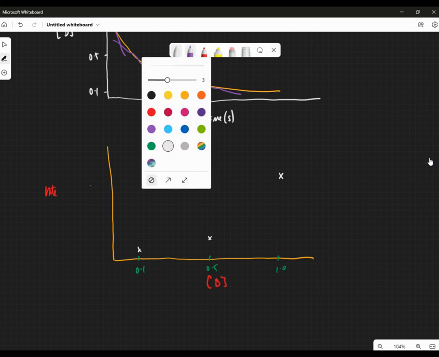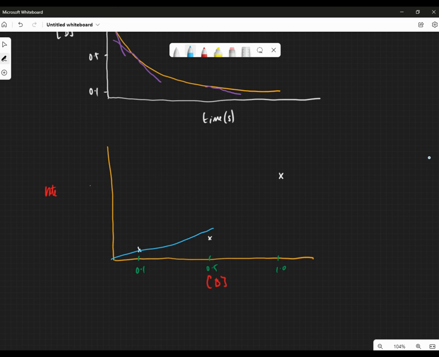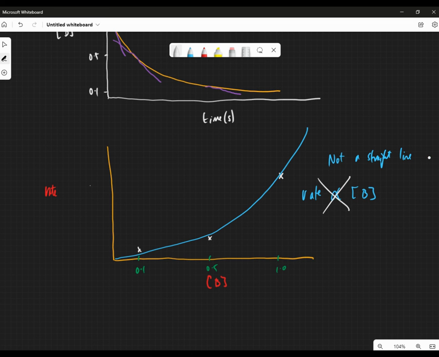Now I join these together. Let me get a nice color, blue. That's awful, so let me get rid of that. I wish I could do this better. Now this is not a straight line. So we're finished here, aren't we? This is not a straight line. So what we can deduce from this is that rate proportional to B is not true, because we don't get a straight line.